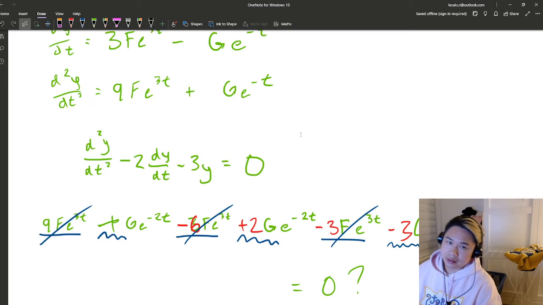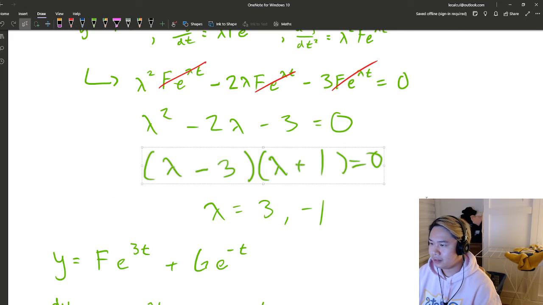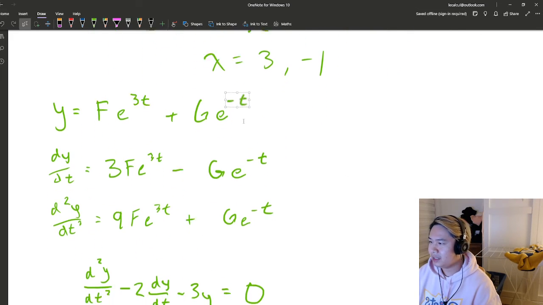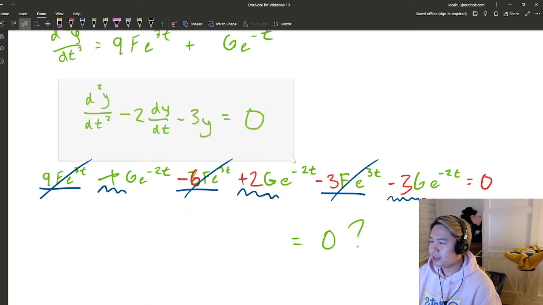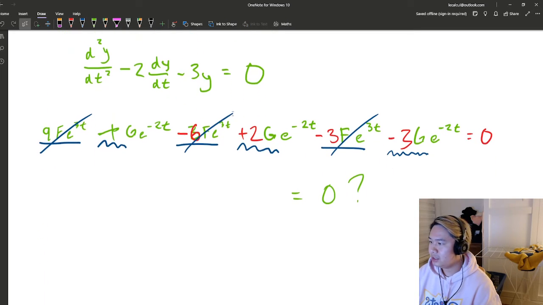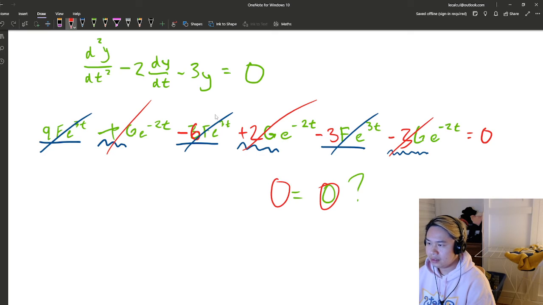So anyways, my method was right. I just messed up a little bit. So I factored wrong, which means that this is minus t. So these are all of your derivatives. So if you plug them into this equation, now everything cancels out. So 0 equals 0.